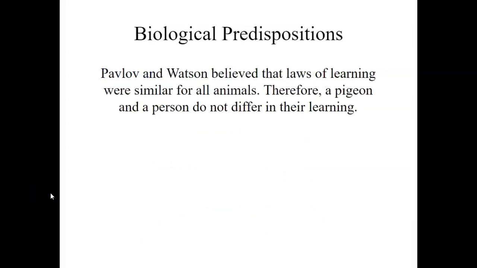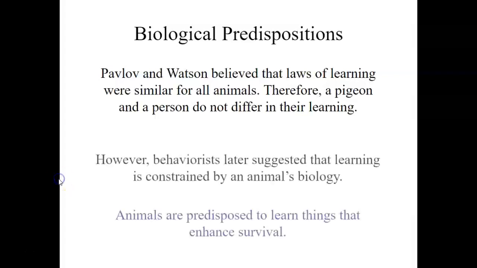Here's the deal. Pavlov and his predecessor, Watson, believed that laws of learning were similar for all animals. Therefore, a pigeon and a person do not differ in their learning. However, behaviorists later suggested that learning is constrained by an animal's biology. So animals are predisposed to learn things that enhance their survival.